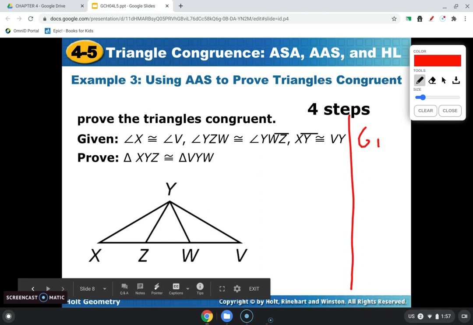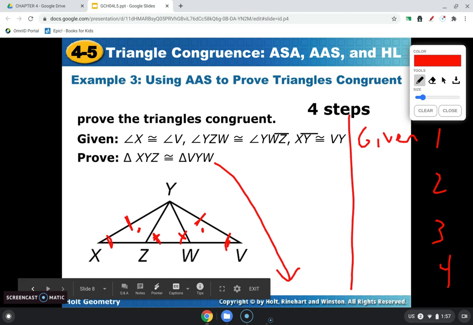So we've got our given: 1, 2, 3, 4. And then what we're trying to prove is going to come last. So we're going to try to prove this triangle and this triangle congruent. We're given that those two angles are the same. We're given that those two angles are the same. And we're given that XY and VY are congruent. Okay. So we need another side or another angle.